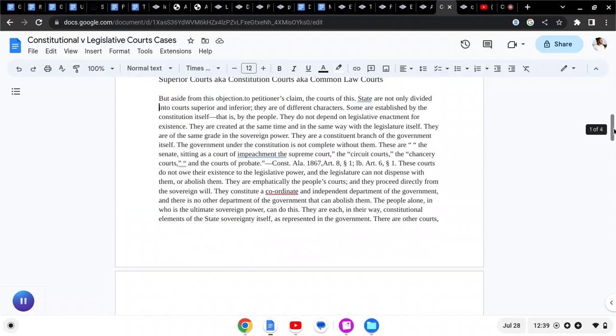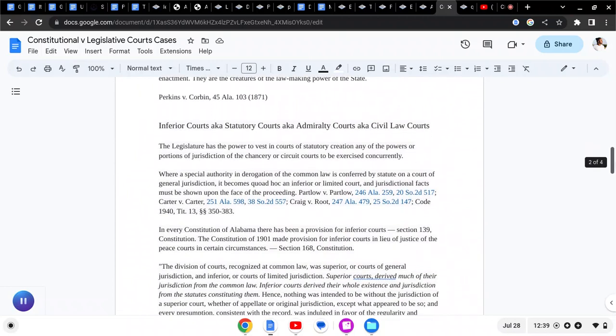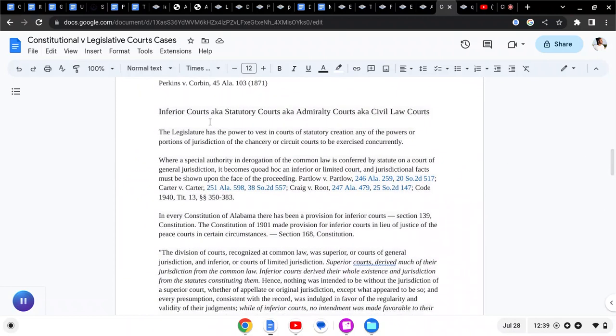I don't care that they call it a court. It's not a court. Inferior courts, aka statutory courts, aka admiralty courts, aka civil law courts, because admiralty courts are civil law courts, and civil law is statutes and codes. That's what civil law is.